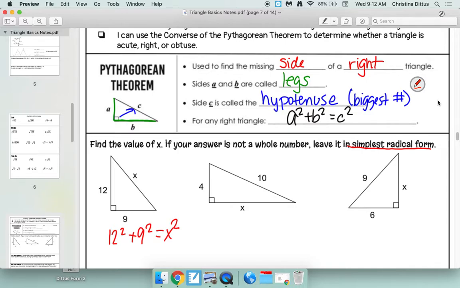If I were you, I like to save steps. I would just punch this all in a calculator. If you do 12 squared plus 9 squared, it should just spit out a number. And what number does it give you? 225? So 225 equals x squared. And then how do I get x by itself? Square root it. Yeah, the opposite of squared is square root. What is the square root of 225? 15. A nice, wonderful, solid 15.